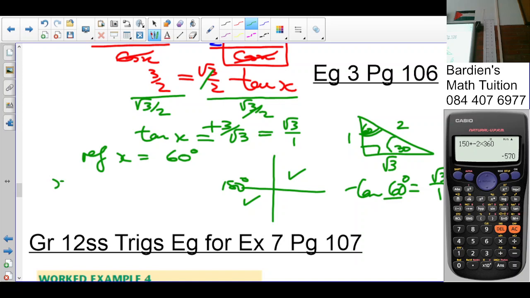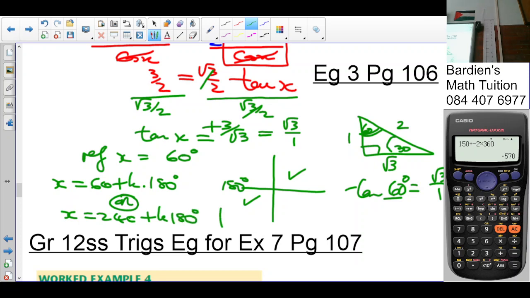So how do we get in quadrant 1? It's just the angle. So x is equal to 60 plus k times 180. Remember the period on the tan graph is 180. Or in quadrant 3, which is x is equal to 180 plus 60, which is 240, plus k times 180, where k is an element of integers.